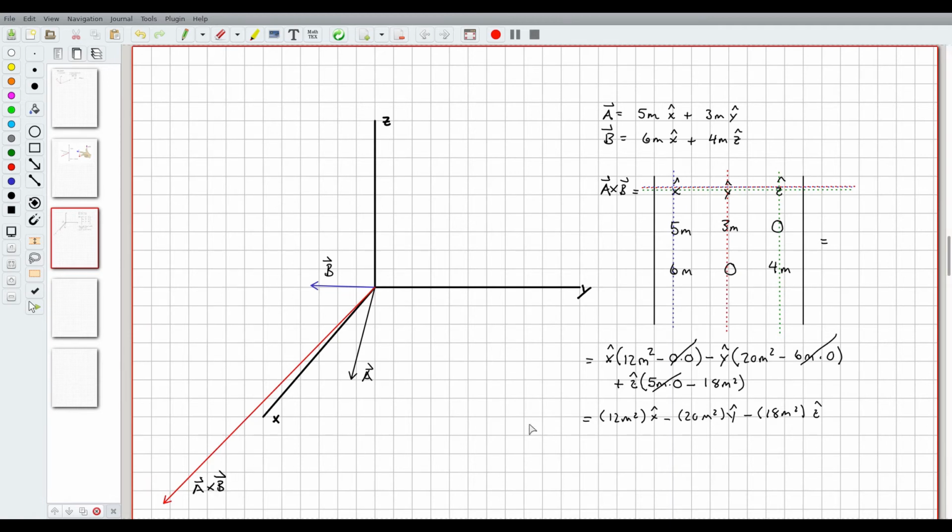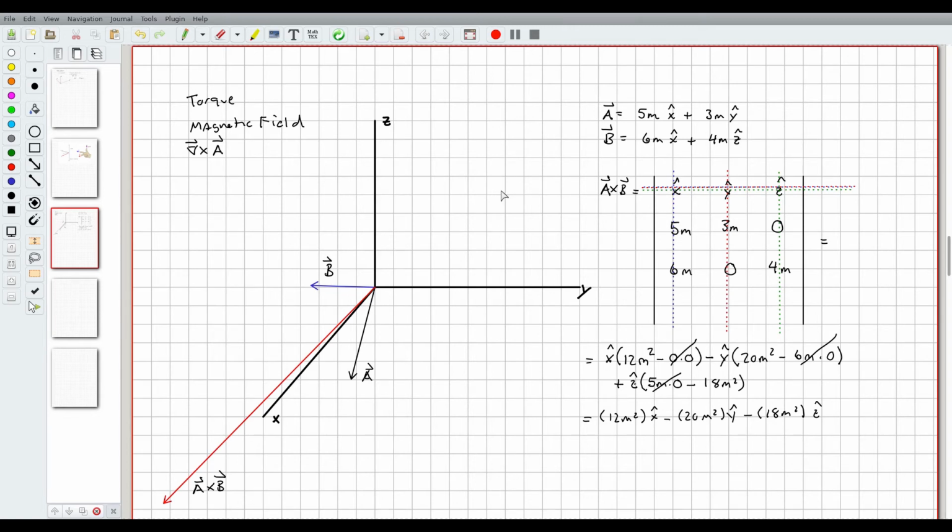Now, cross products are typically used whenever you're dealing with concepts like torque, concepts like the magnetic field, and more complicated concepts, if you've had Calculus 3, like the curl. Now, this is one method of calculating a cross product.